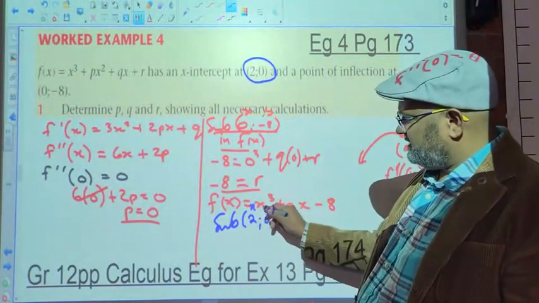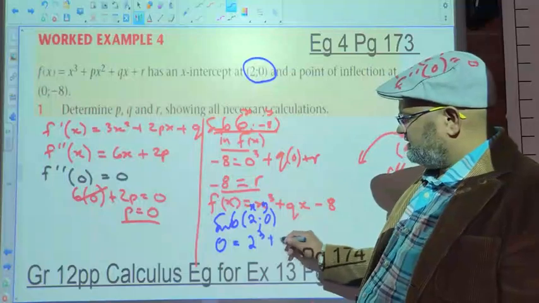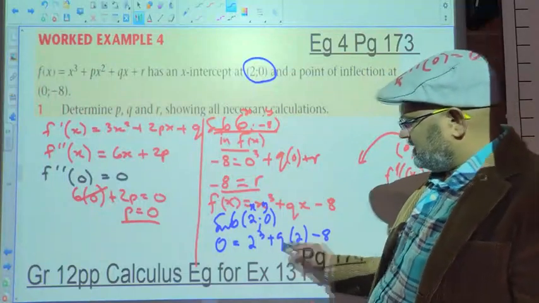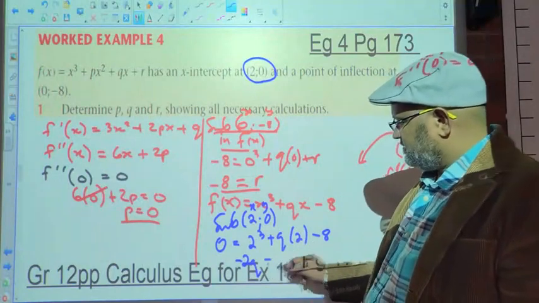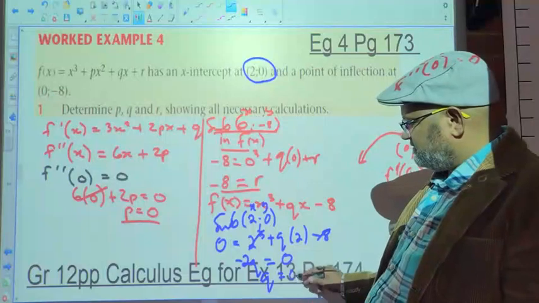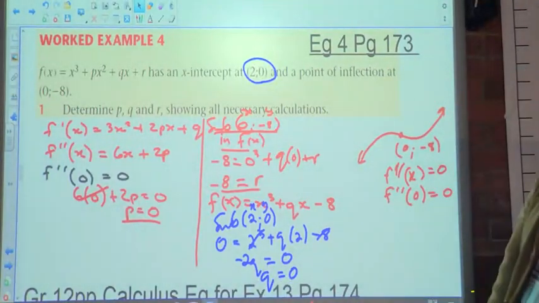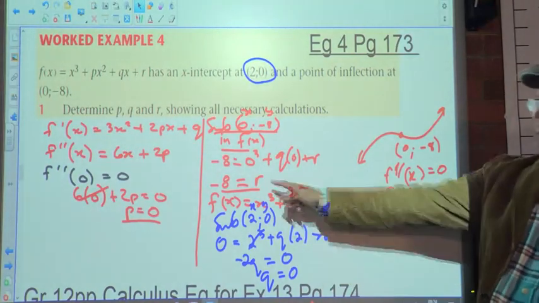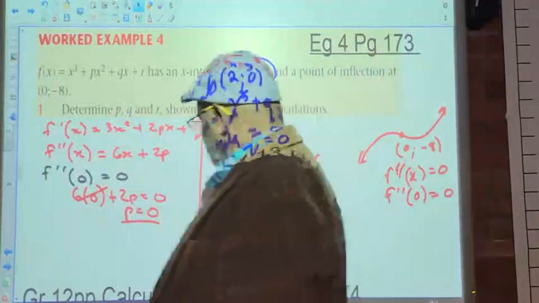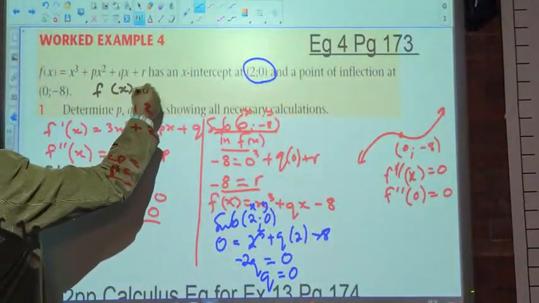Again, that's an x and a y. So 0 is equal to 2 cubed plus q times 2 minus 8. That gives you negative 2 cubed is equal to, cancel, 0. So q is also 0. Q is 0, p is 0, and r is negative 8. Right, you guys understand? Any confusion? Any questions?